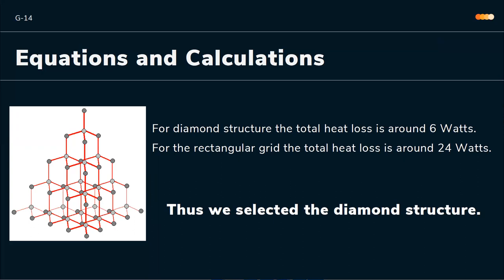For the diamond structure, the value of overall heat transfer coefficient is around 0.03 watt per Kelvin, and the total heat loss is around 6 watts. With almost the same parameters and the same number of MLI layers in structure, for the rectangular grid, overall heat transfer coefficient is around 0.13 watt per Kelvin, and the total heat loss is around 24 watts. So to minimize the heat loss, we select the diamond structure.